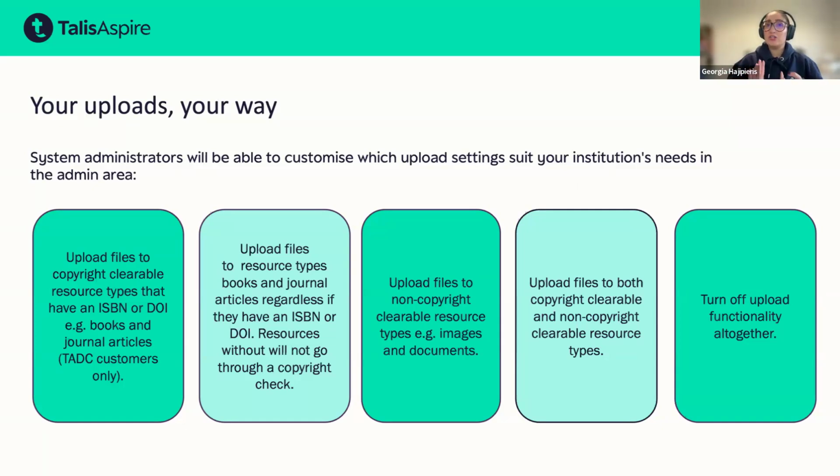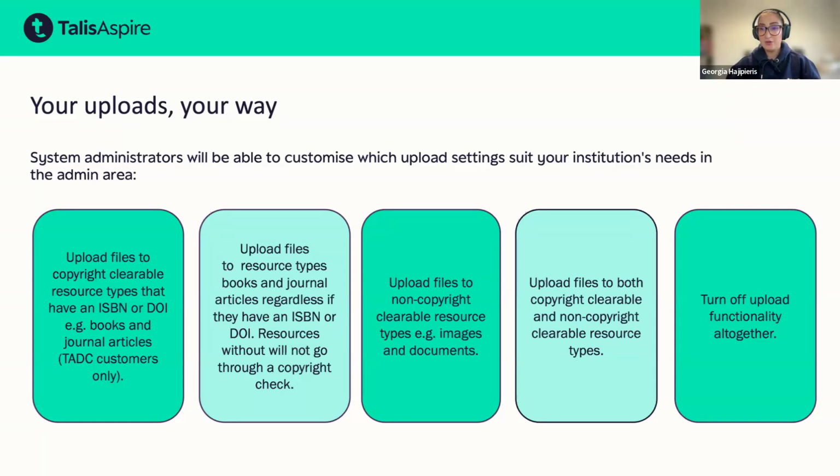You might choose to upload files to resource types like books and journal articles, regardless of whether they have a DOI. For example, you're really excited to upload some OA or OER materials that you found online, or perhaps you have a really old copy of a manuscript that doesn't have an ISBN. You can upload to those, but they will not go through a copyright check. So they'll either be automatically rejected if uploaded or automatically accepted.